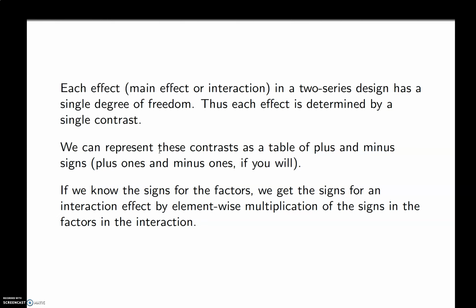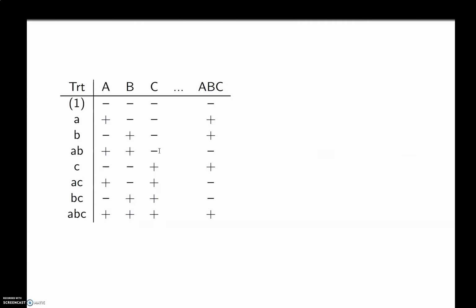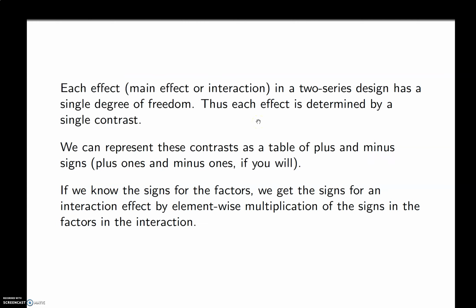One nice thing is because of this, we can represent these contrasts as a table of plus and minus signs, plus or minus ones, in other words. If we know the signs of the factors, then we can get the signs for an interaction effect using element-wise multiplication of the signs of the factors in the interaction. Okay, so let's play this out. For example, we should fully enumerate this table, but if you recall, once we know the signs of those factors, we get the signs by just using the signs in the factors.